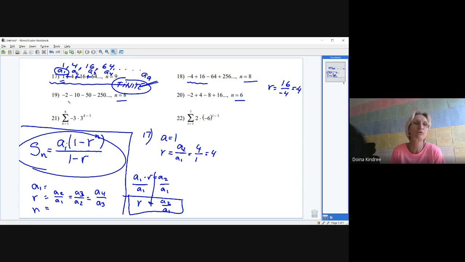What do you do for 19? What would be the ratio here? -2 times how much is -10? 5. Because you see, I always multiply like this, by 5, by 5. If you don't see it in your mind, with mental math, you need to write this here and find your ratio. When there are numbers bigger than 1, it's easier. When you have to multiply by a fraction, when you go down, it's a little trickier, but it's doable by the formula. Okay, and now what's the n? N equals?